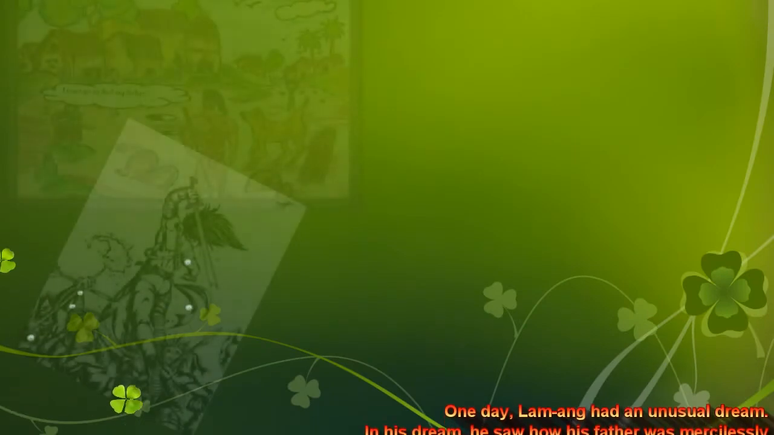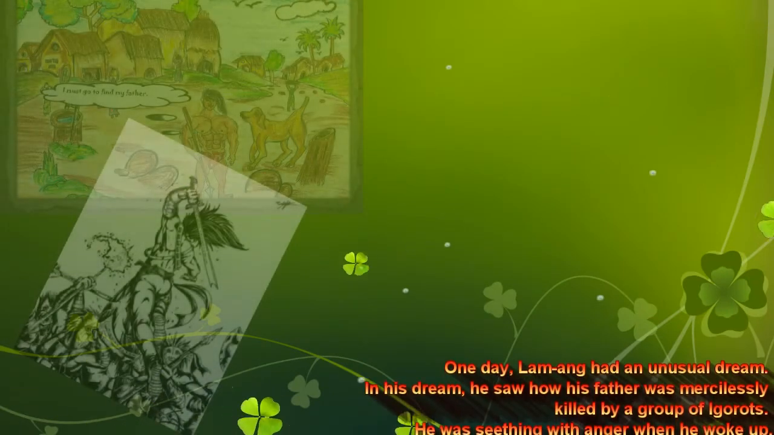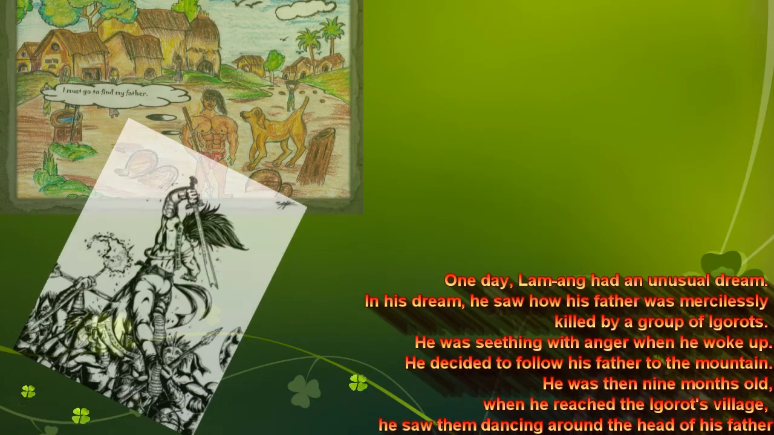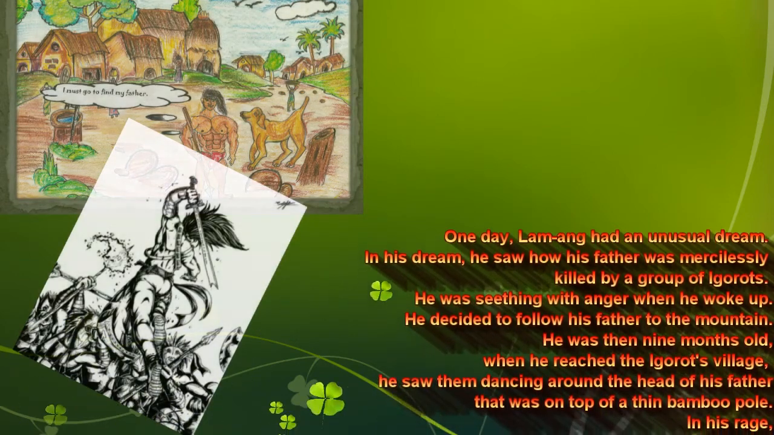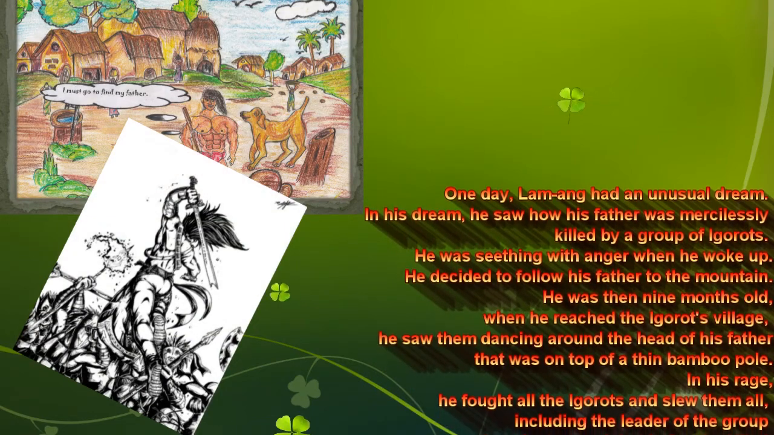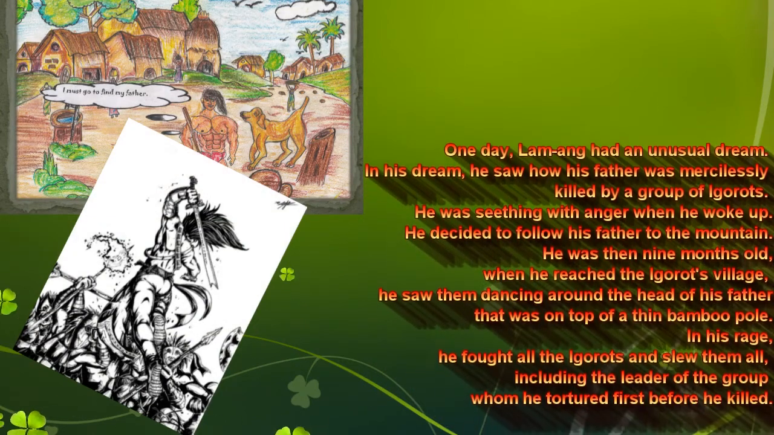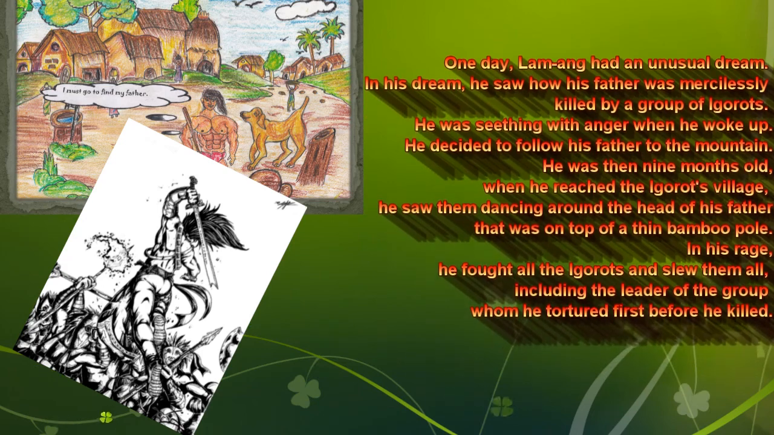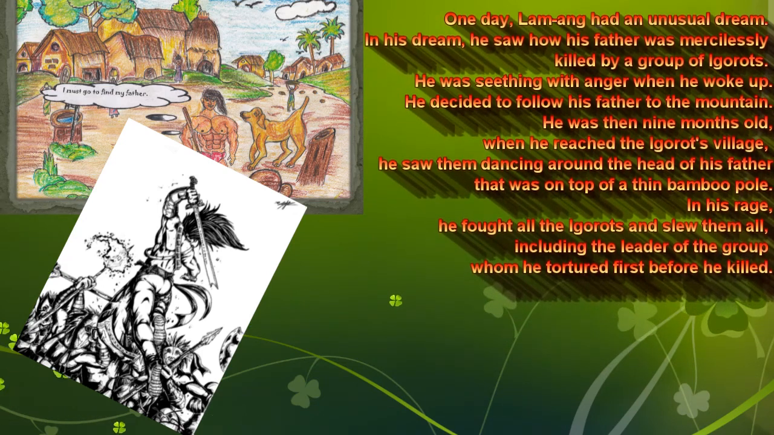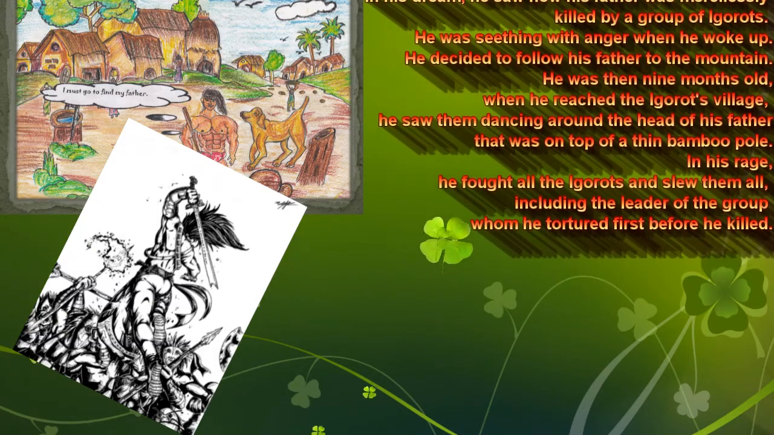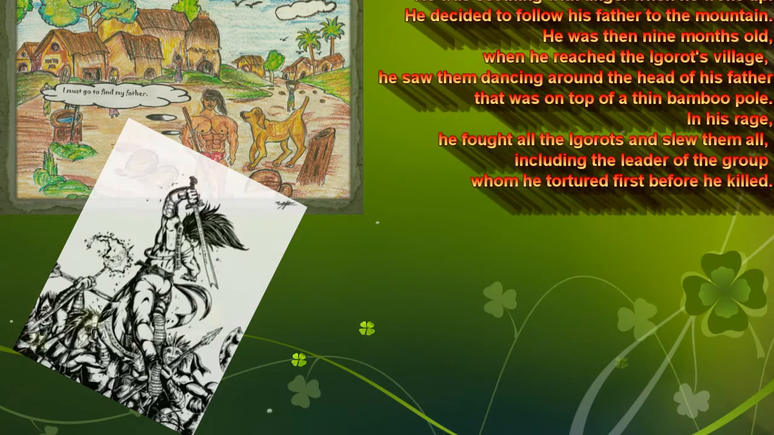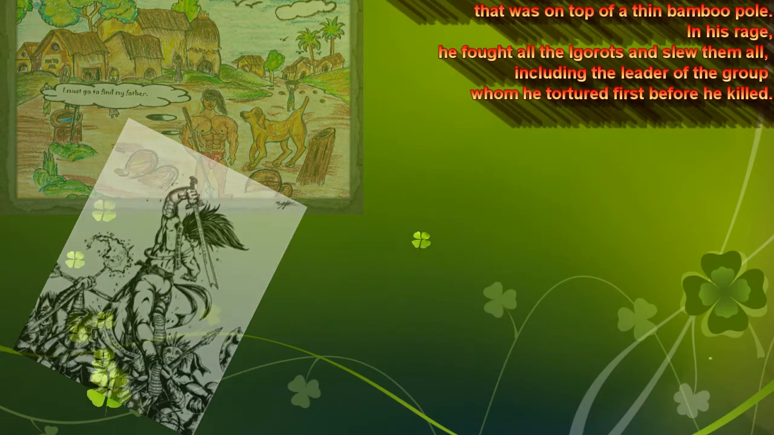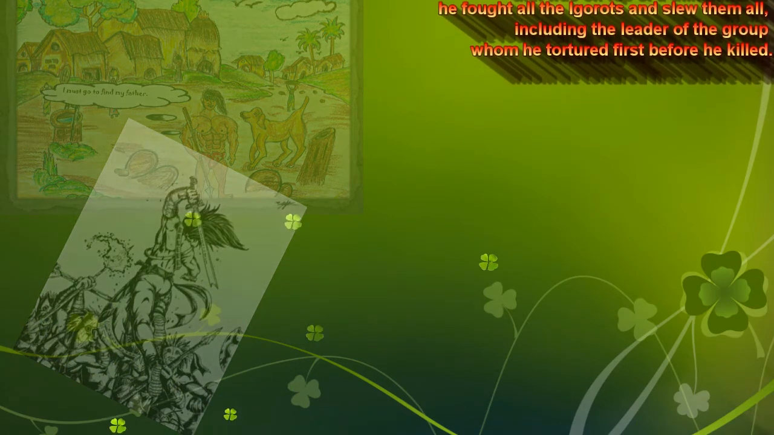One day, Lam-ang had an unusual dream. In his dream, he saw how his father was mercilessly killed by a group of ignorants. He was seething with anger when he woke up. He decided to follow his father to the mountain. He was then 9 months old when he reached the Igorot's village. He saw them dancing around the head of his father that was on top of a thin bamboo pole. In his rage, he fought all of the Igorots and slaughtered them all, including the leader of the group whom he tortured first before he killed.